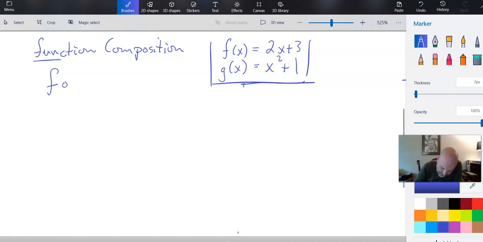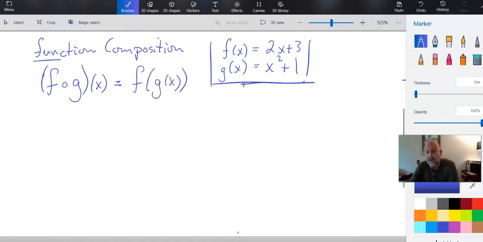So if I'm composing two functions, I use an open circle between them. It looks much like the multiplication, but it's an open circle. So I would write f composed with g of x. And the way we compute that is to take f, and we're going to tuck g down inside of it, right? So whatever the x is for the function f, we're replacing that x with the function g.